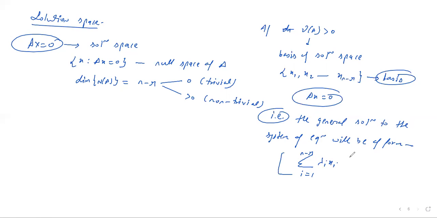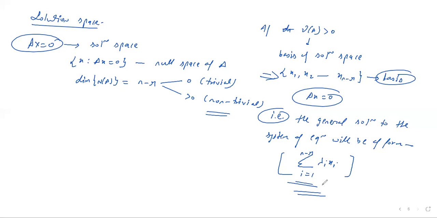So the general solution of the system of equations will be of this form, because we are considering that if the nullity is greater than 0, that means we have a non-trivial solution, then we have a basis of the solution space, and we have considered these basis vectors here. As these are the basis vectors, every vector in this system can be written as a linear combination of these basis vectors. By using that property, we get a general solution of this system like this.